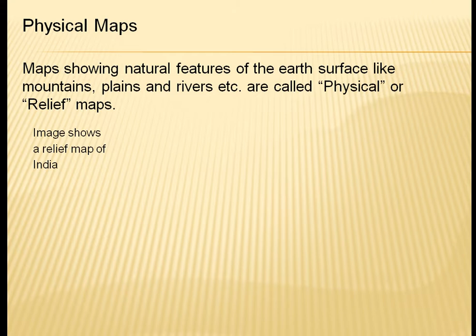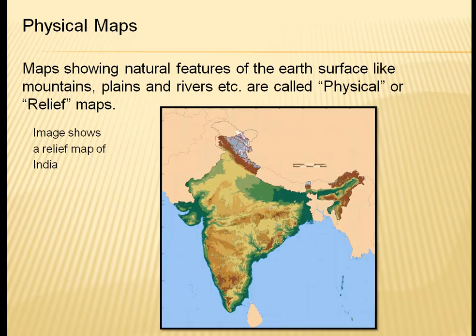First, physical map. Maps showing natural features of the earth like mountains, plains, rivers, etc. are called physical maps or relief maps. Right? The image shows a relief map of India. So this is the image you can see clearly. This is the physical map of India.